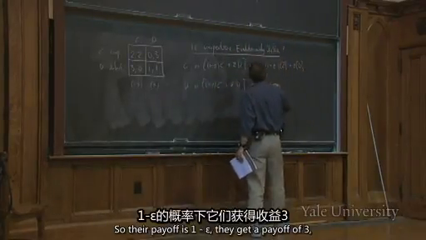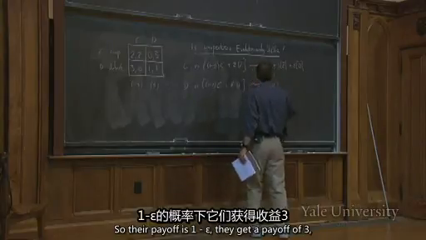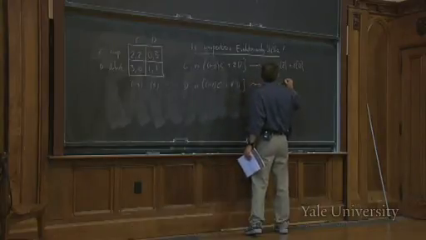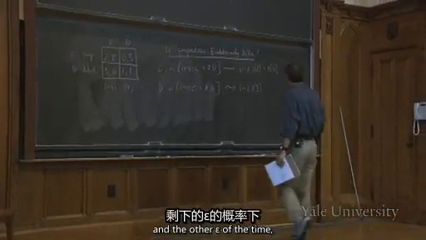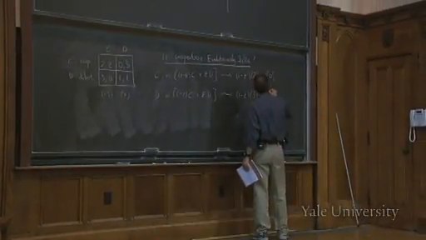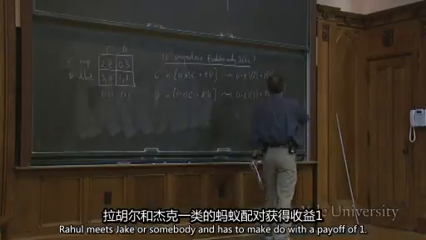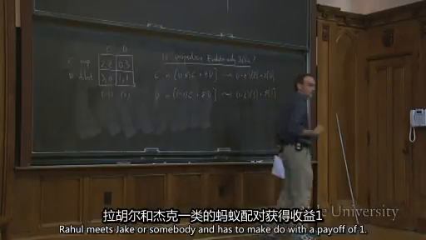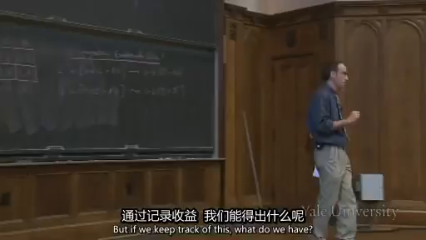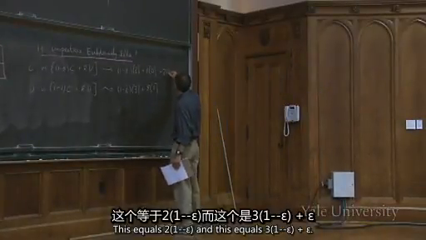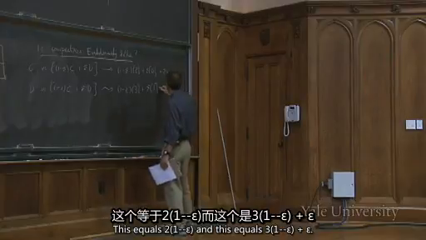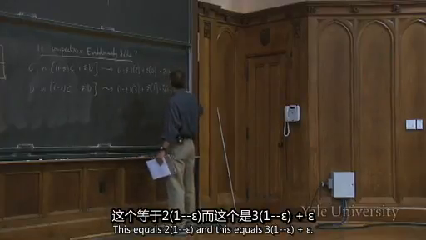So their payoff is 1 minus epsilon. They get a payoff of 3. That's what we saw when Rahul met Nick. And the other epsilon of the time, Rahul meets Jake or somebody and has to make do with a payoff of 1. All right? But if we keep track of this, what do we have? This equals 2 times (1 minus epsilon), and this equals 3 times (1 minus epsilon) plus epsilon.